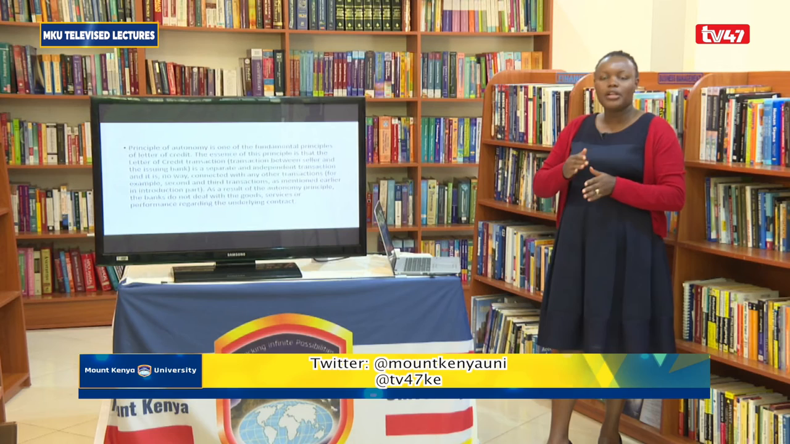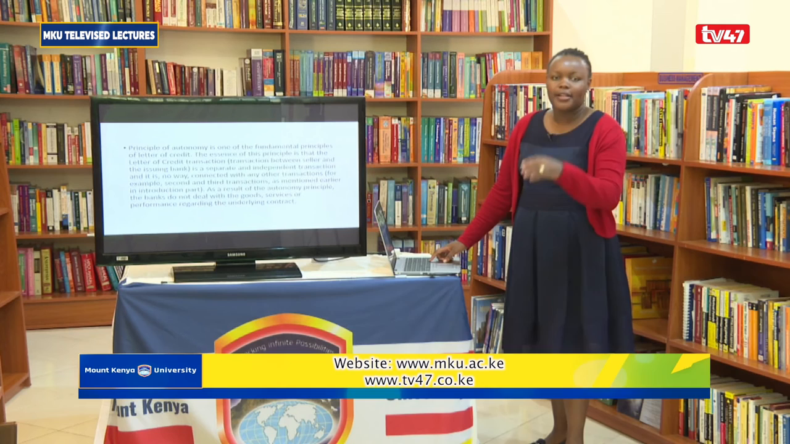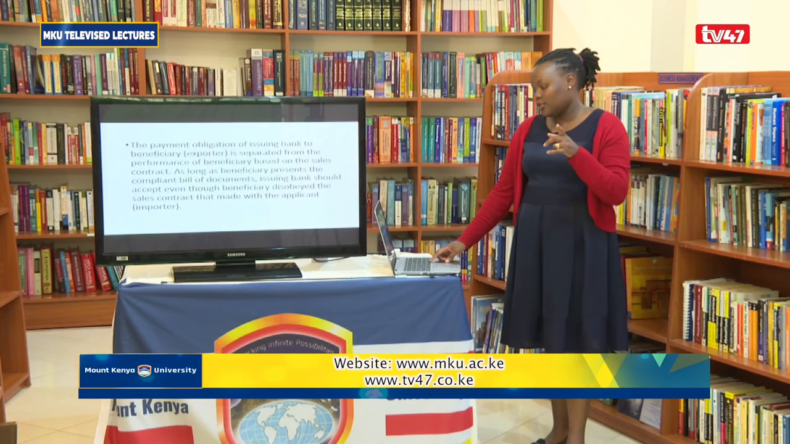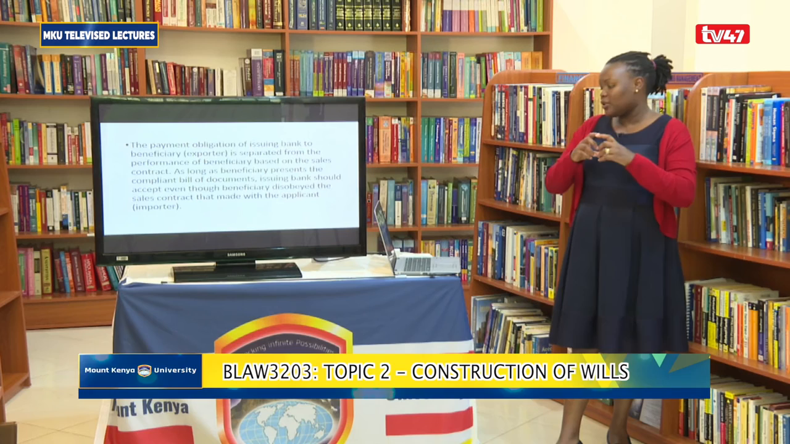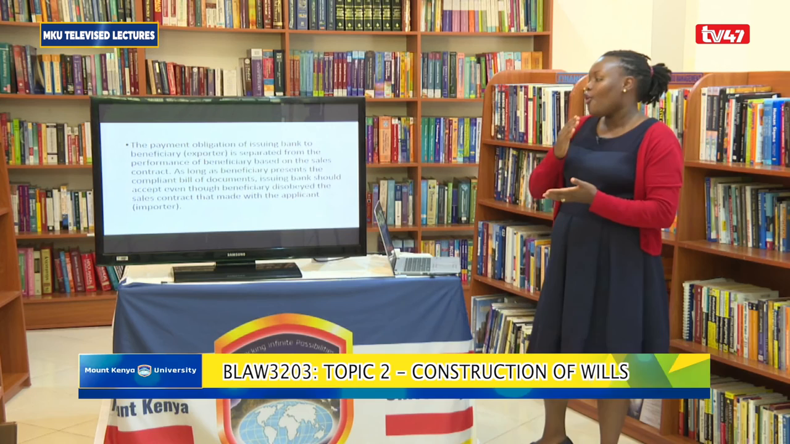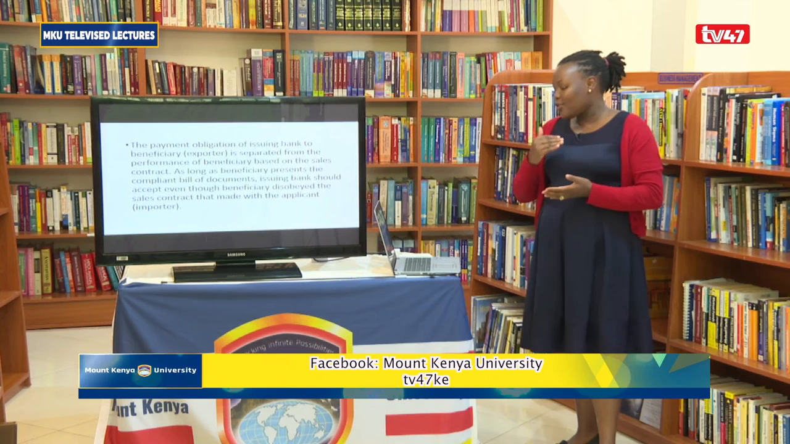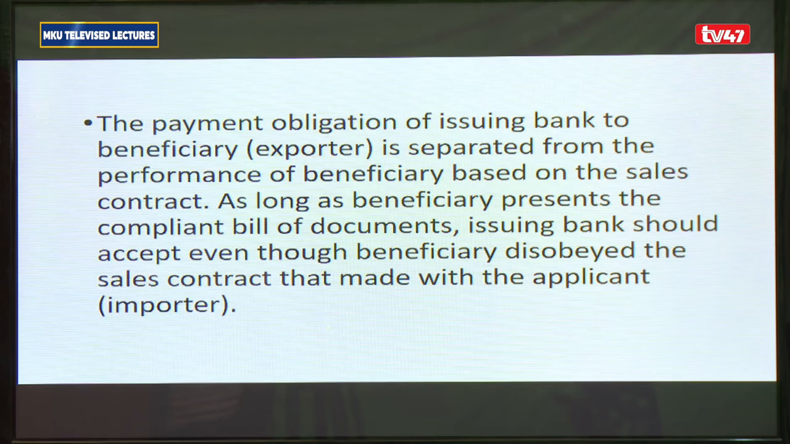They're not going to get into the nitty-gritty, like the goods were not sufficient, they were broken, or the condition. It will not look at that. It has one instruction to pay, and that is all it is going to deal with. Now, the payment obligation of the issuing bank to the beneficiary, the exporter, is separated from the performance of the beneficiary based on the sales contract. As long as the beneficiary presents a compliant bill of documents, the issuing bank should accept, even though the beneficiary disobeyed the sales contract that they have made with the applicant, who is the importer.